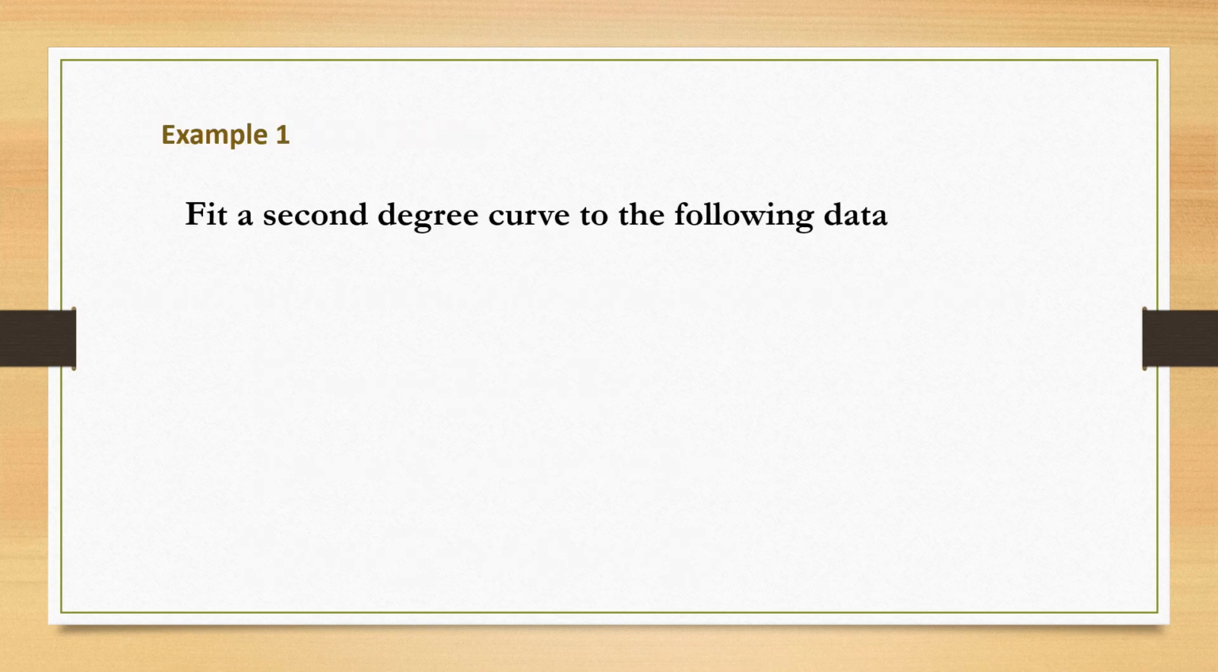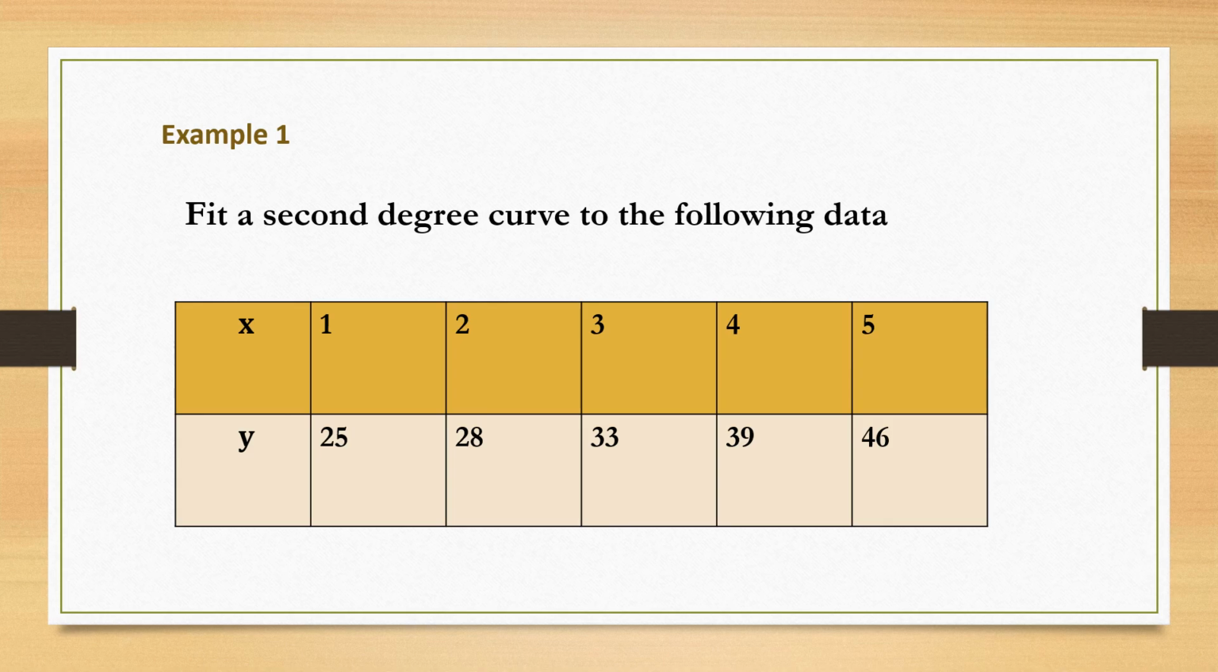So let us take the first problem: fit a second degree curve to the following data. The question will be either fit a parabola or fit a second degree curve. So we have some values of x and y. Totally there are 5 entries given for x and y. X takes the values 1, 2, 3, 4, 5. So the n value will be equal to 5.